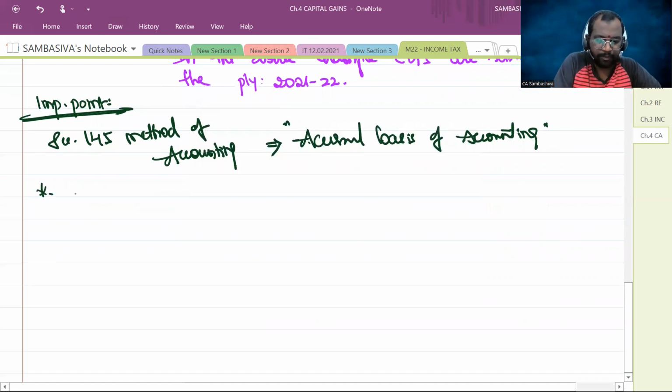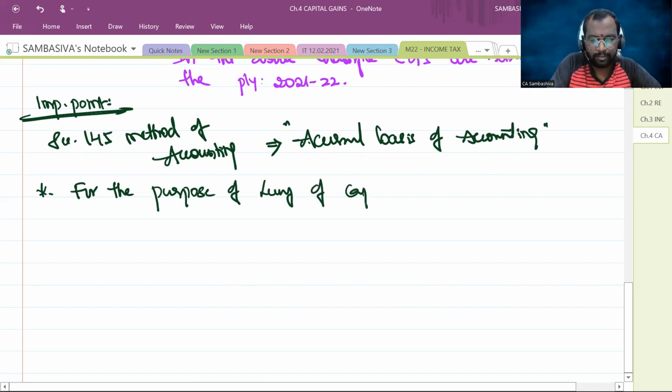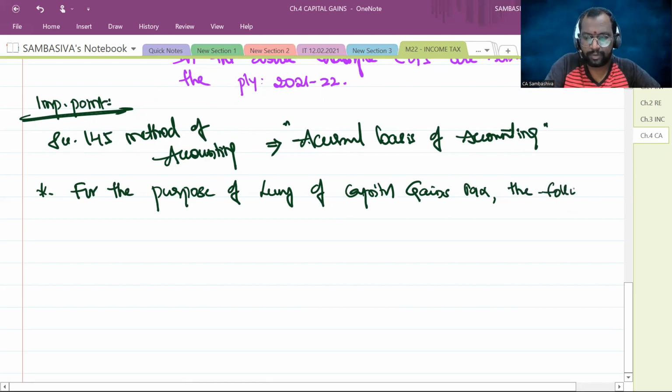Next, another important point: for the purpose of levy of capital gains tax, the following two conditions must be satisfied.